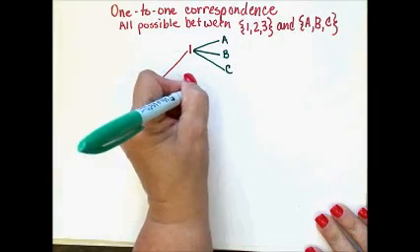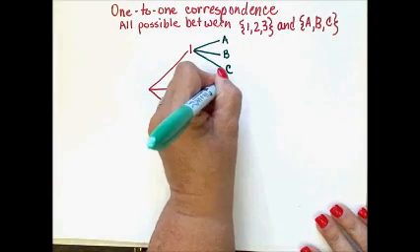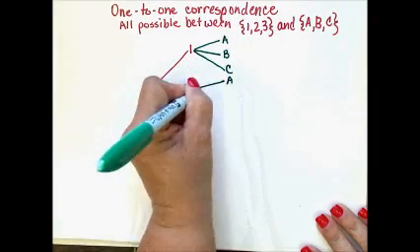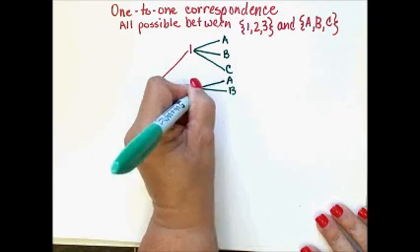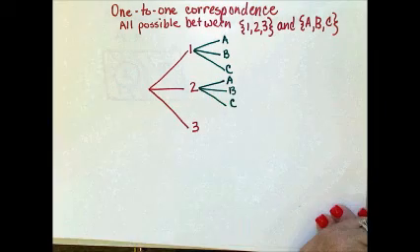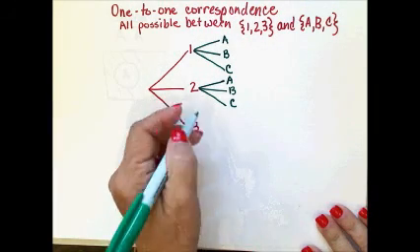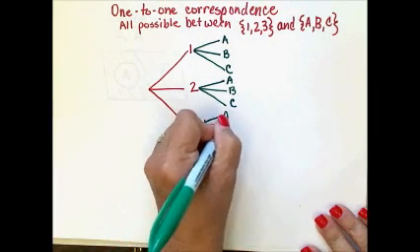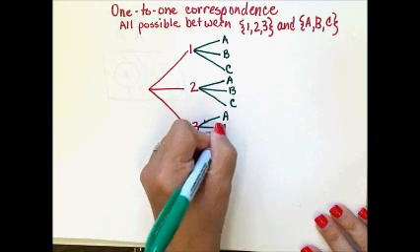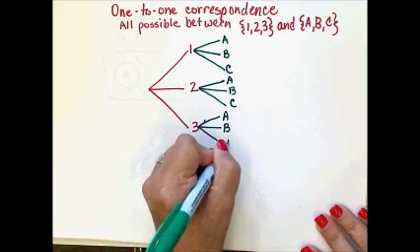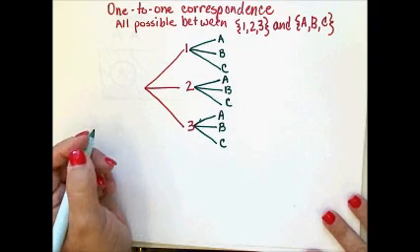I could pair 2 with A, B, C. I could pair 3 with A, B, and C.